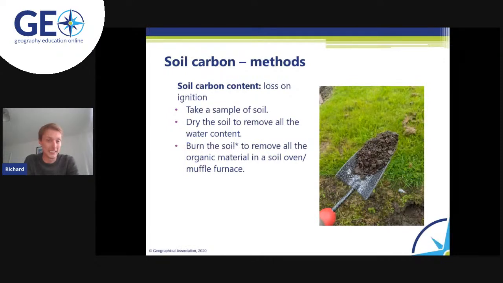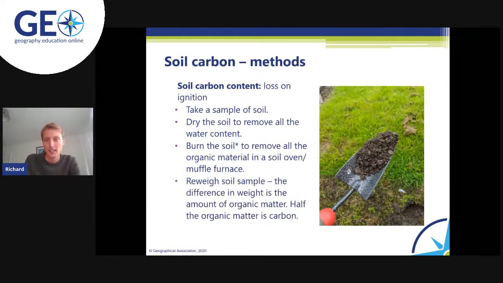So you can burn a soil for 16 hours at around 400 degrees, and that should remove all of the organic material within that soil. And the organic material is what's holding all of the carbon that's been captured from the vegetation that's growing on the surface of that soil. After you've burned it, you reweigh your samples, and the difference in weight between your pre-burnt and post-burnt sample gives you the amount of organic material that has been burnt off. Generally, in an organism, 50% of the organic matter is carbon. So if you wanted to know how much carbon was in yourself, if you dried yourself out, half of your dry weight would be carbon. Don't do that. But you can very easily do that for soil by getting a sample, removing the water, burning off the organic material, and then working out how much of that is carbon.